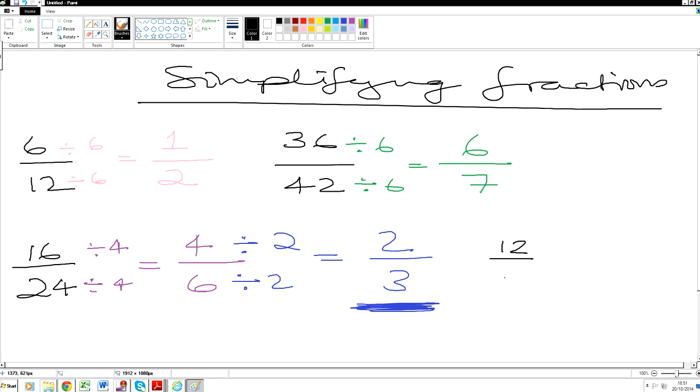12 over 24 is a nice easy one because the highest common factor is 12. 12 is the biggest number that divides into them. You can divide it. Top will be 1 and the bottom will be 2. You can't divide more. That's it. If you divide by anything else, you have to divide again, and again. Okay, so that's the end of our simplifying fractions example.